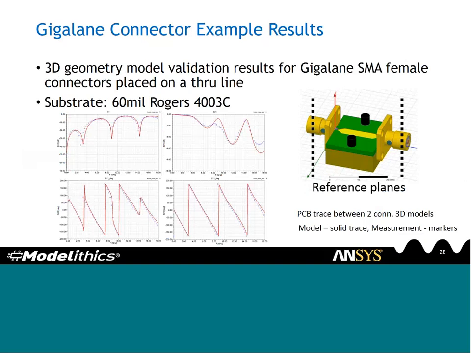A little bit different of a validation is shown here. We have a 3D model for the Gigalane SMA connector, and for this particular validation, we placed two connectors in a back-to-back configuration on a through line using an R60 board mounted on a carrier. So the reference planes for both the measurement and the simulation are set outside the coaxial connector, as indicated by the black dashed lines. This was set by a coaxial calibration. Model versus measurement magnitude and phase are both shown here for S11 and S21 of this configuration.